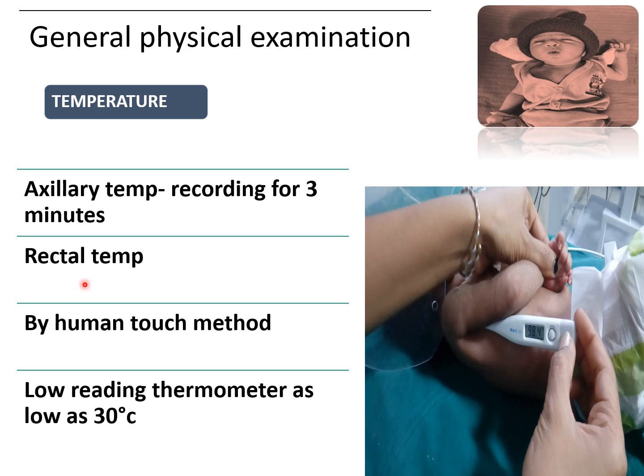Rectal temperature can be taken when the newborn is in NICU and when admitted, especially for severe hypothermia, or if we are giving therapeutic hypothermia for severe birth asphyxia, in which rectal temperature monitoring is required. Otherwise, we do not take rectal temperature routinely, and we can also take the temperature by the human touch method. In the next slide I will tell you. Preferably a low reading thermometer, as low as 30 degrees centigrade, should be used.